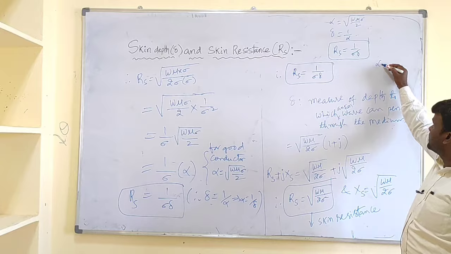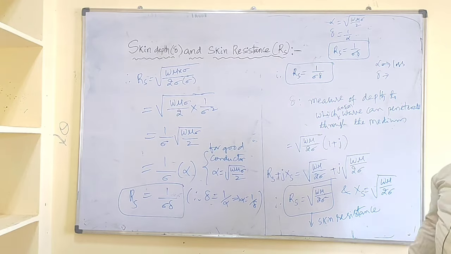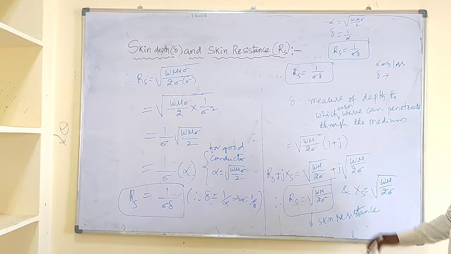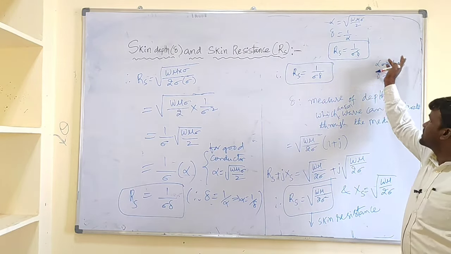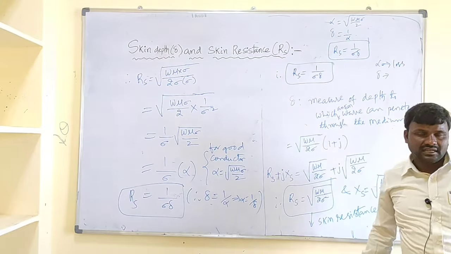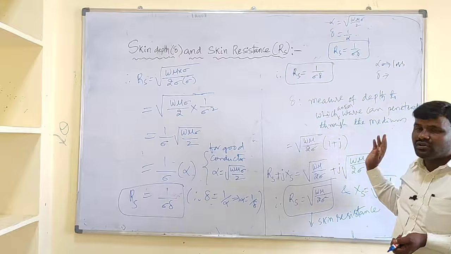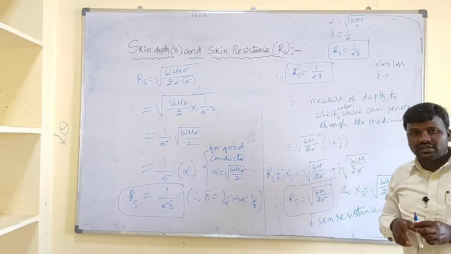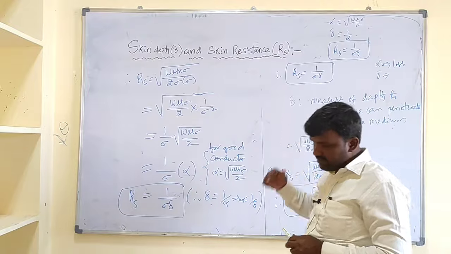Alpha is attenuation, meaning loss, whereas delta is the strength of the EM wave. Since delta is the reciprocal of this loss, delta indicates the strength of the EM wave. That means it is the depth to which an EM wave can penetrate through the medium. This is all about skin depth and skin resistance.